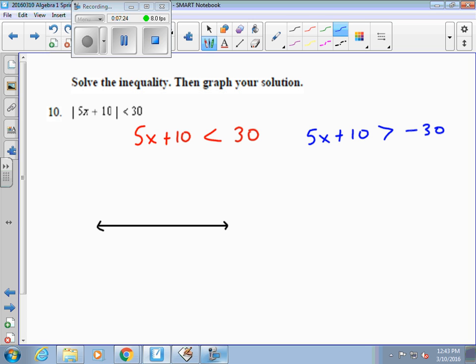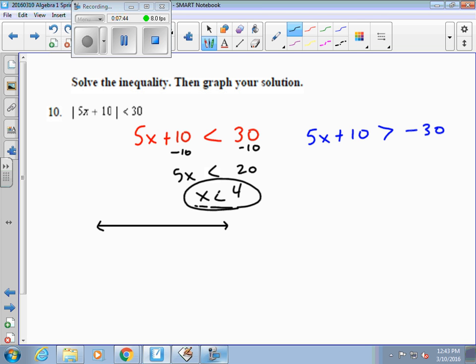Undo plus 10 by subtracting 10 on both sides. 5x then is less than 20. We didn't do anything to reverse the symbol there. Divide by 5 to get x is less than 4. There's your first one. x is less than 4. Again, we didn't have to reverse the symbol because all we did was divide by a positive 5.